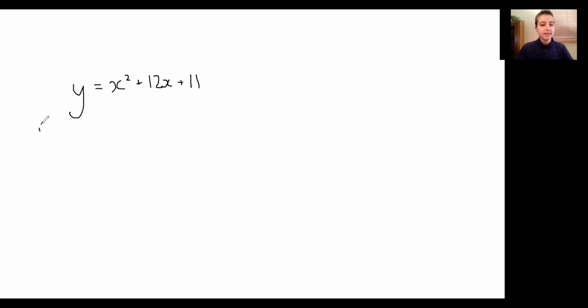So the first step in completing the square is to get our coefficient of x in the middle here. So pick out the number 12 and we halve it. Half of 12 is 6, and then we square that number. So 6 squared is 36. So two steps there: halve it, square it, and that's our new number.